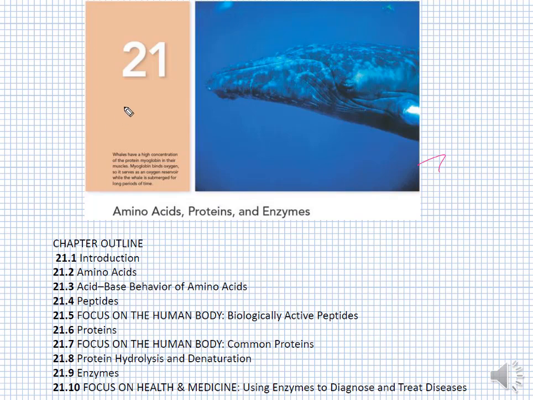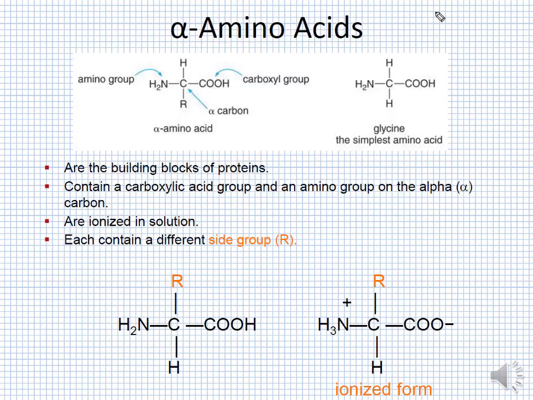Welcome to chapter 18. This is from a different text we'd used in years past. Chapter 18 covers the same information: amino acids, proteins, not enzymes, right? So we'll be talking about amino acid-based peptides, proteins, protein hydrolysis and denaturation. We will not be talking about enzymes. That's the next chapter. Okay.